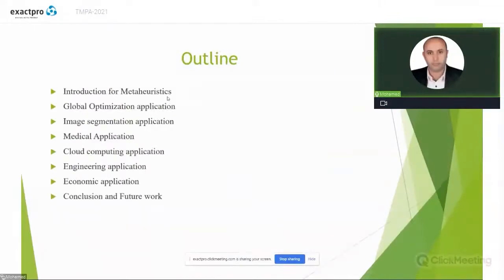In my presentation, I will discuss meta-heuristics and their application to global optimization and image segmentation. We are also going to explain how we can use meta-heuristic techniques in medical applications, cloud computing, and engineering and economic applications. The last point in our presentation is the conclusion and the future work for meta-heuristics and their applications.